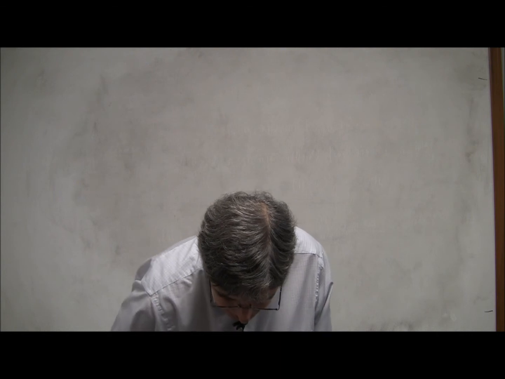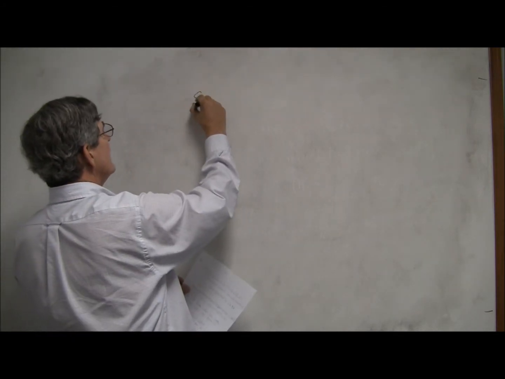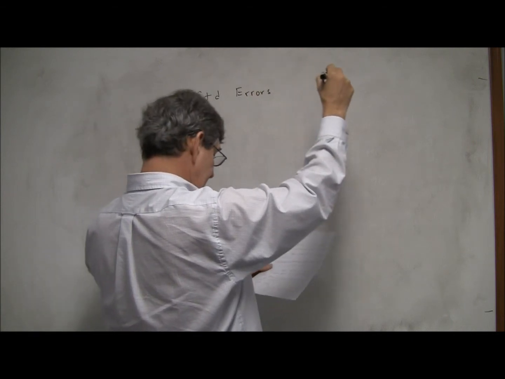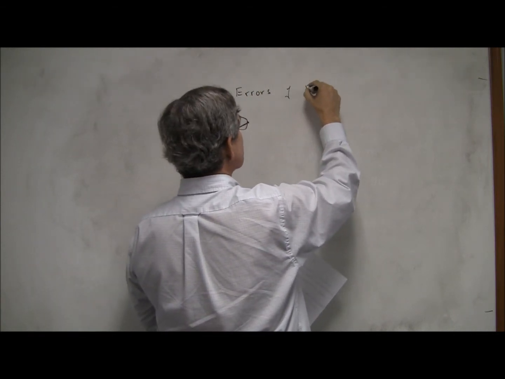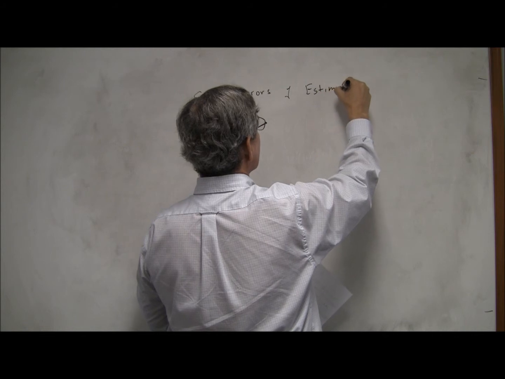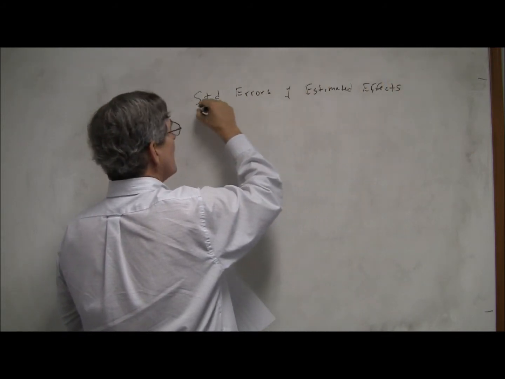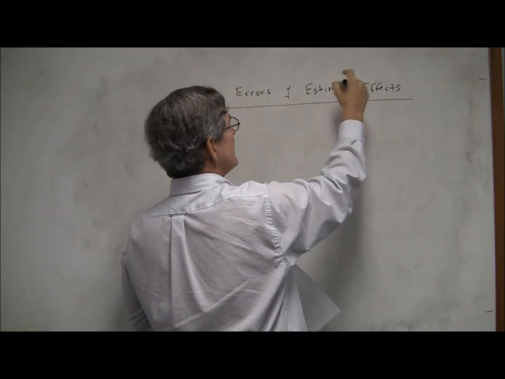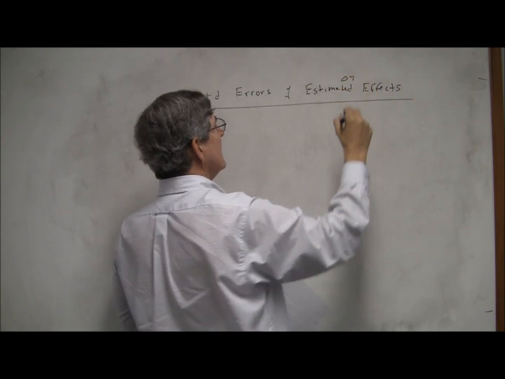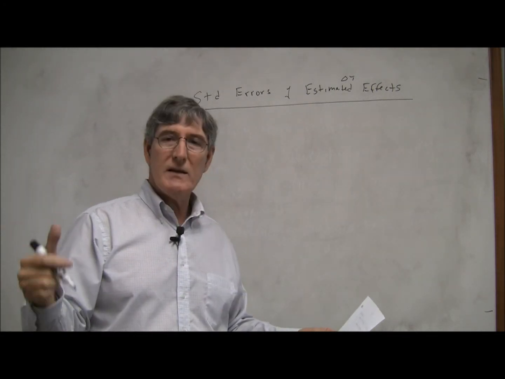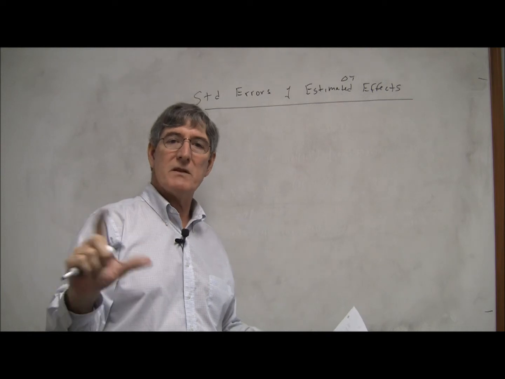Okay. This is a little bit tricky, so let's go through it slowly. So the standard errors of the estimated effects. Standard errors are a little more complicated here. The estimated effect is the change in y. It's a little more complicated here because when we increase income, it affects two terms in the regression.